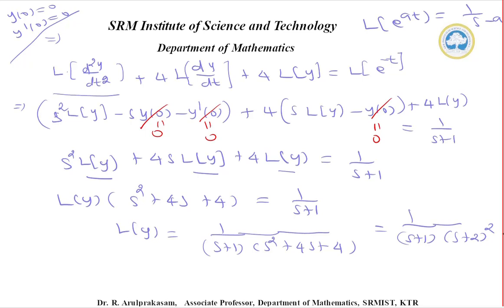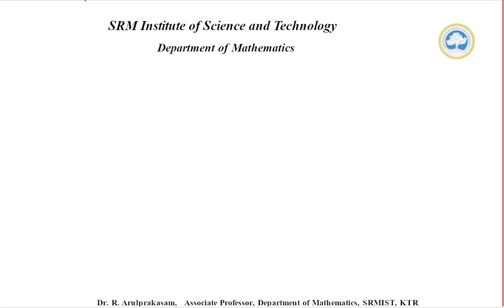But how to solve this problem? In the previous problem, I used the partial fraction method. Here I can use the convolution theorem method. So what is the convolution theorem method? You know the formula. In the last class I explained what we mean by convolution, the convolution theorem, and the convolution of two functions. By the convolution theorem method, I'm solving this problem.